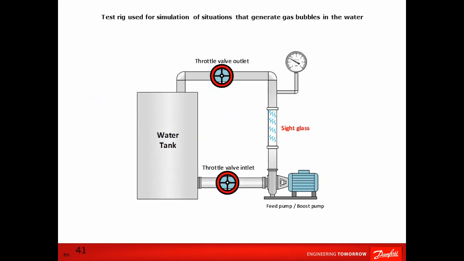Now it is time to see some test installations that illustrate the problem of gas bubbles in the feed liquid. The tests have been performed with kind assistance from Danfoss, the world's leading producer of centrifugal pumps. The test was made with a multi-stage pump with throttle valves on the inlet and outlet of the pump, which allowed us to control the pump inlet pressure and point of operation.